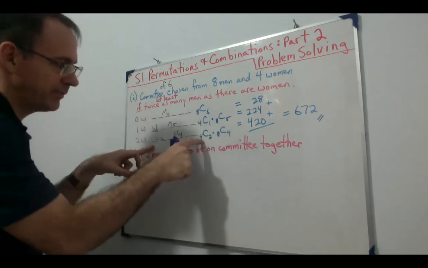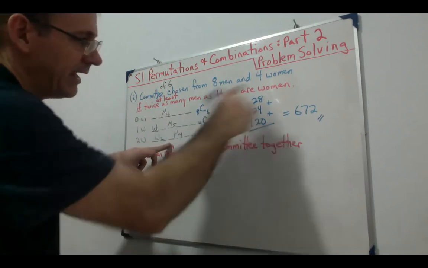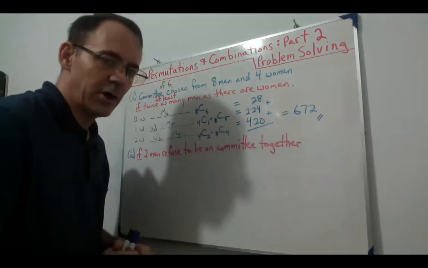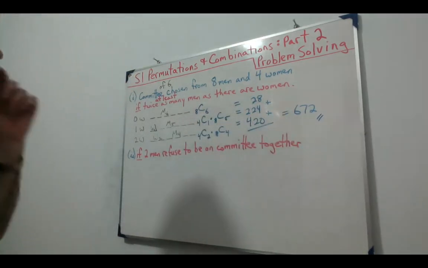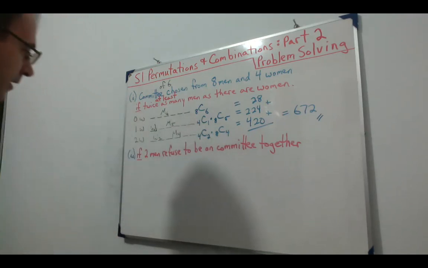Here we have 2 women being chosen out of 4 and 4 men being chosen out of 8. You calculate each of these cases separately, and then you add them all together. So 672 different possible committees.